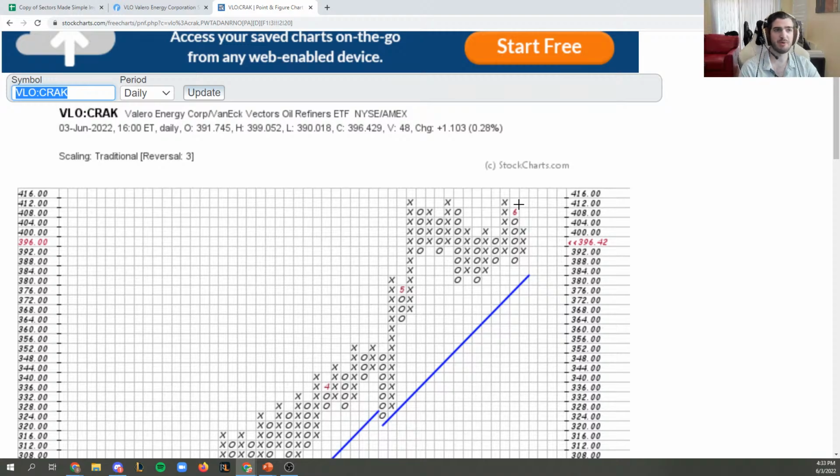The next step would be you can do the inverse. You can do CRAK compared to VLO and get that second point of comparison. But we're going to keep things simple and just keep things moving forward. Let's now compare it to energy, the energy sector.